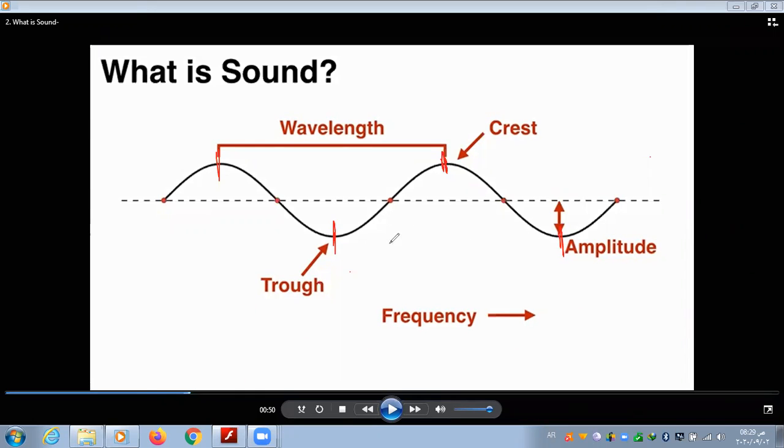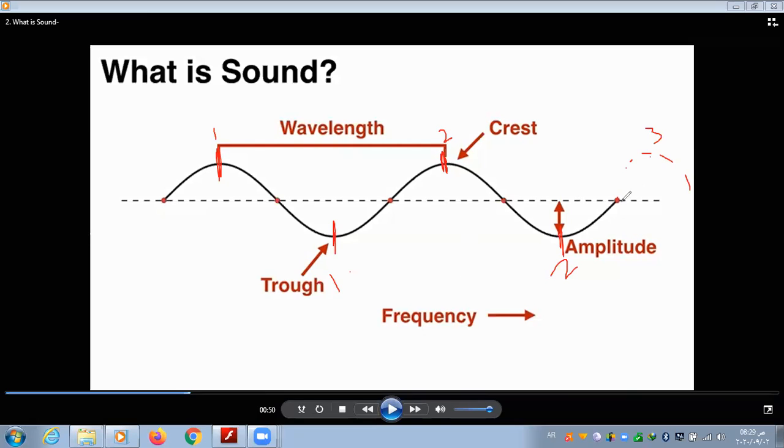You take two same points, and they must be next to each other. This is crest number one and crest number two. If we complete here, we can have crest number three. What is the wavelength? The wavelength is the distance between crest number one and crest number two, or trough number one and trough number two. They must be successive, one coming after the other.